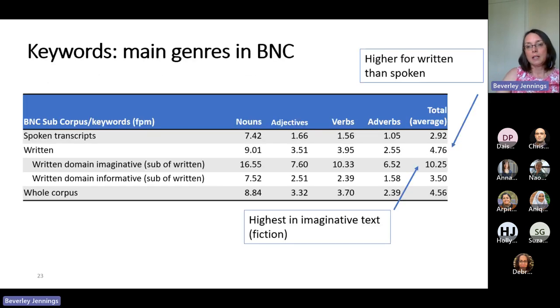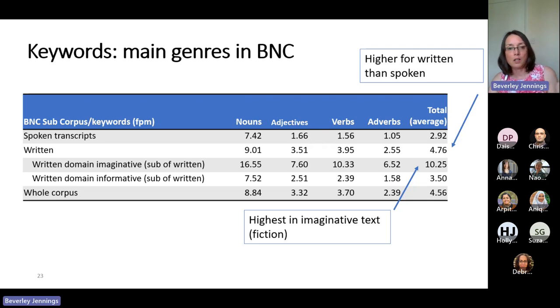Looking at these keywords in the British National Corpus, these are frequency per million counts, so it averages it out no matter what size the corpora are. If we look at the top arrow, the keywords were far more likely to be found in written text than in spoken transcripts in the British National Corpus. So you've got 4.76 compared to 2.92, far more frequency per million for the written text.